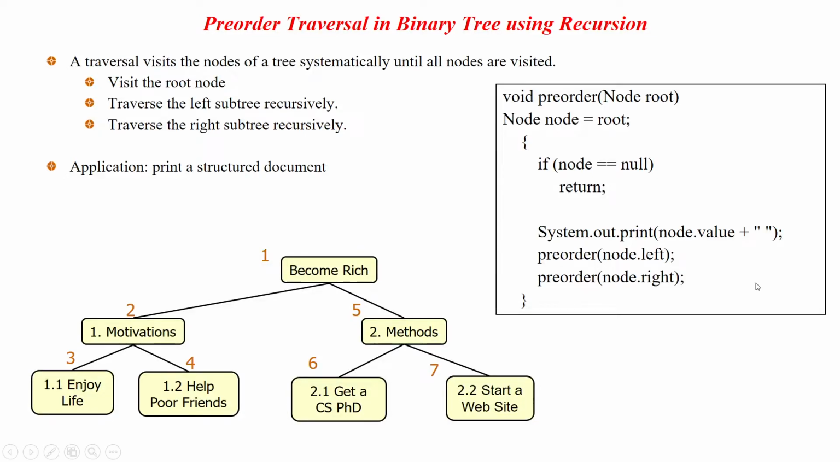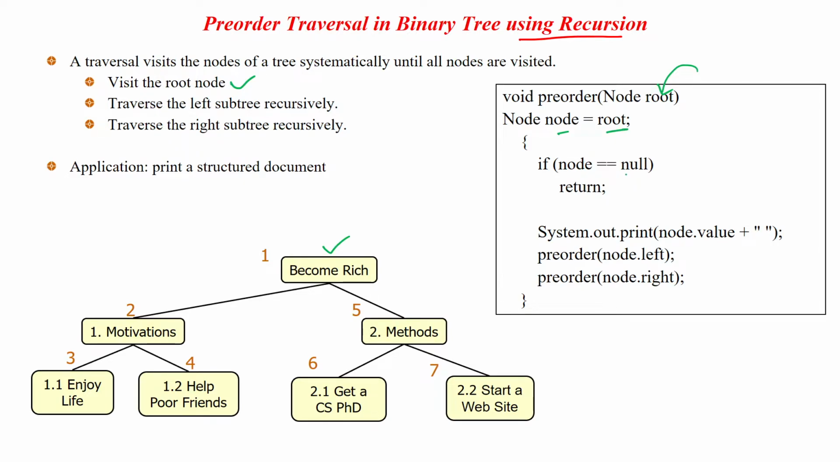Hi, welcome to pre-order tree traversal in binary tree using recursion. Here, first, as per the procedure, we have to start the traversal from the root node. So the root node has to be visited. Then root is passed to the pre-order function, so root is assigned to the node.